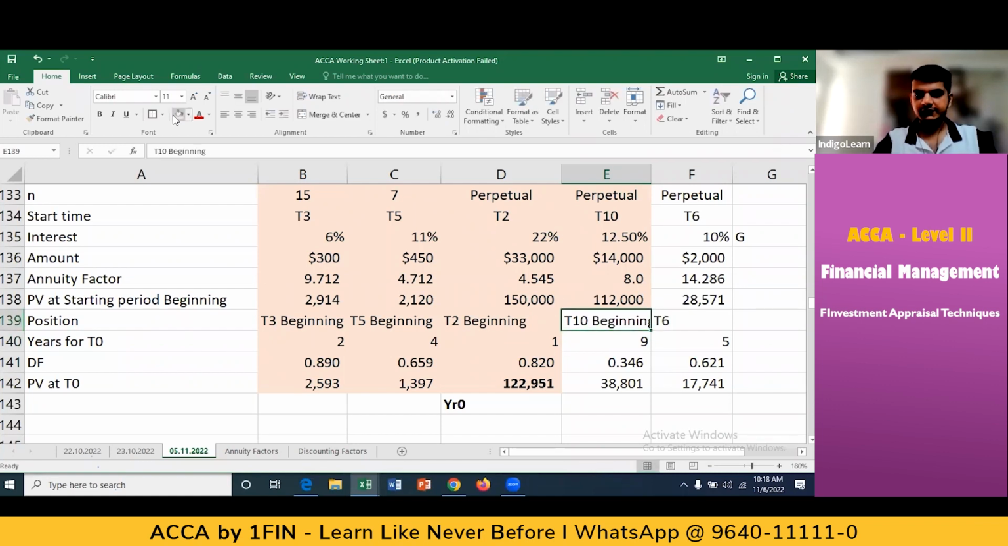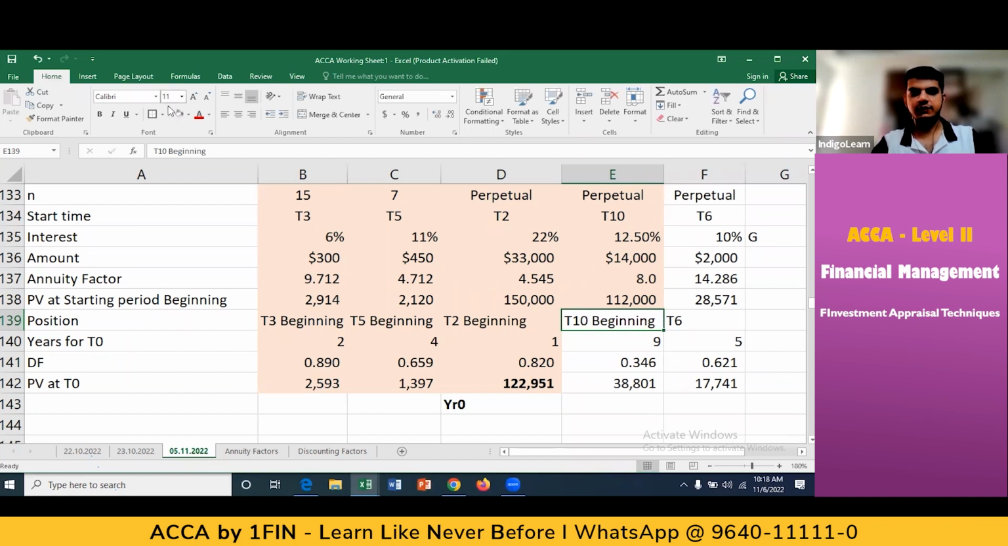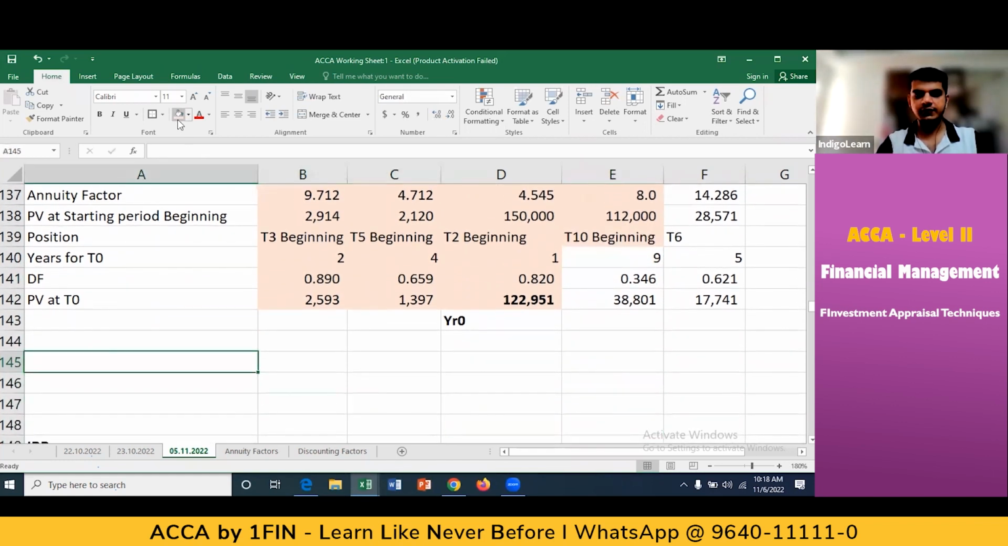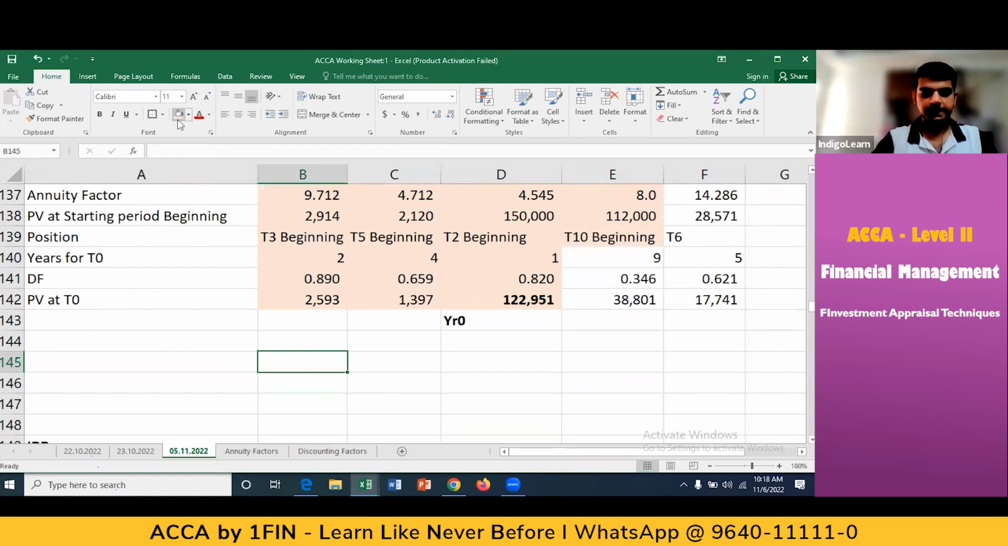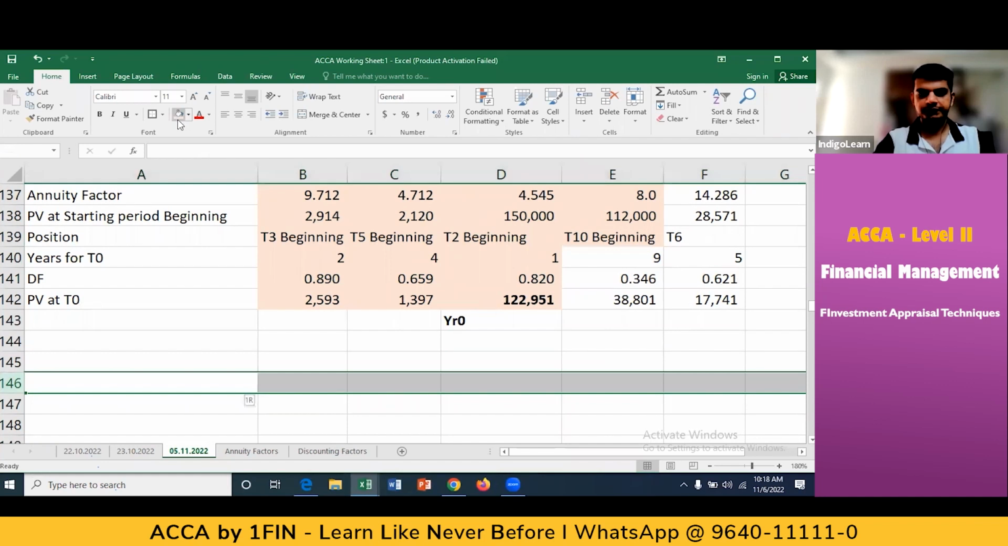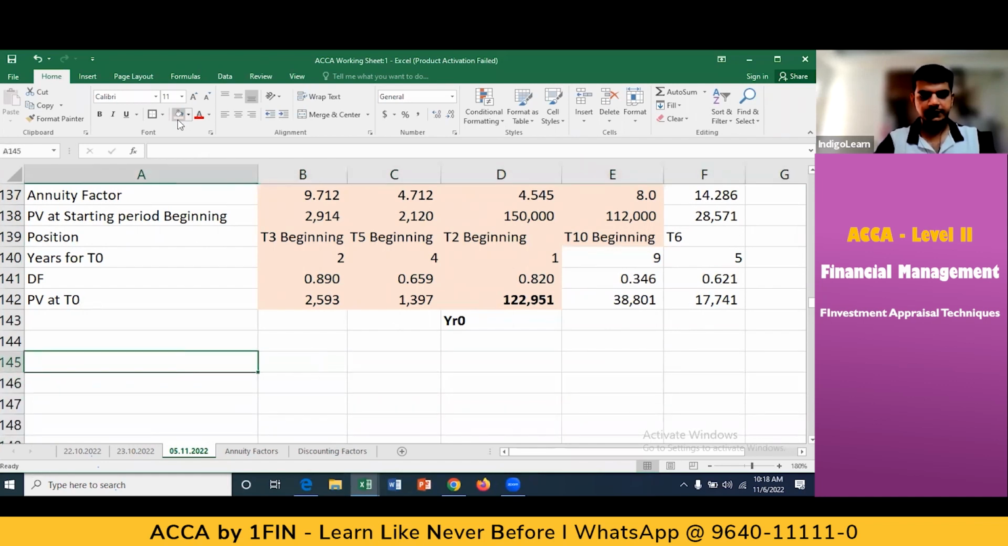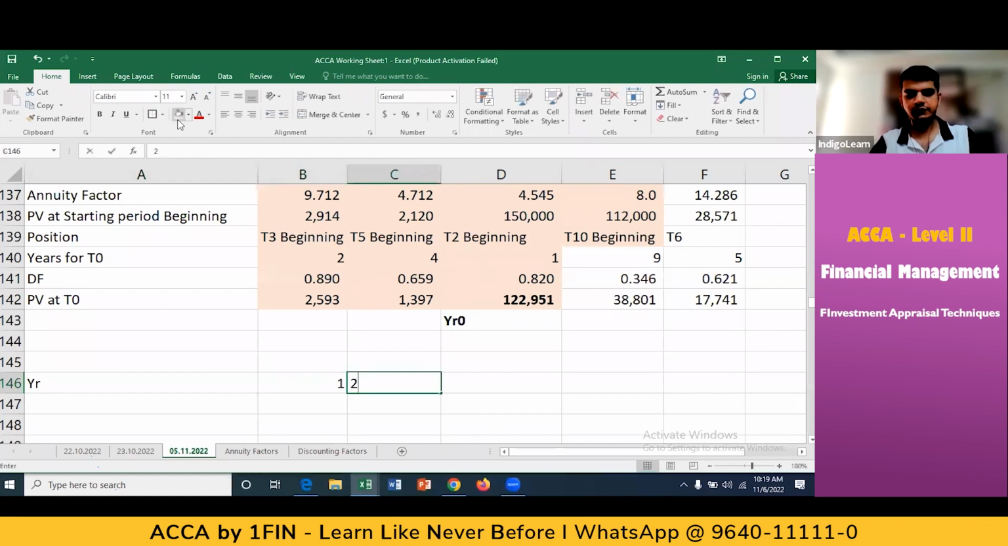You have only identified, very good. Now how many discounting years do we have to do? It is 10 beginning to year 0. That is 9 years we have to jump. I'll just show you to remove your confusion how it is getting here. This is very important.